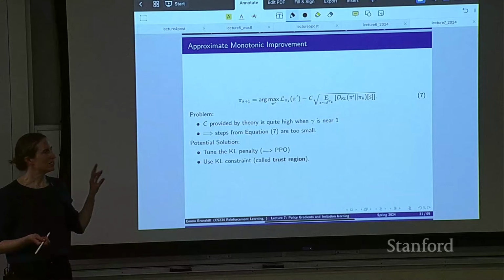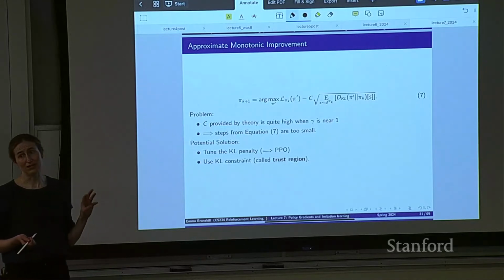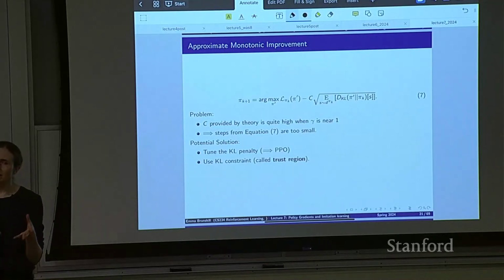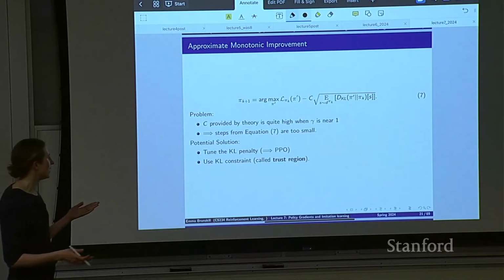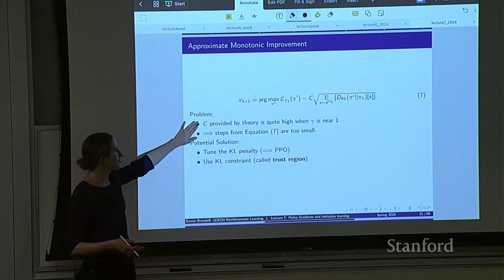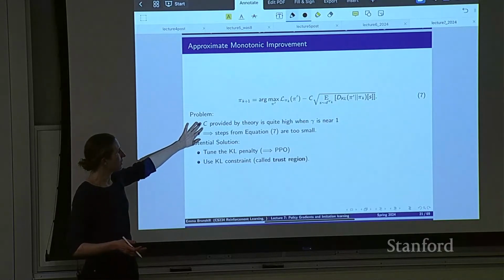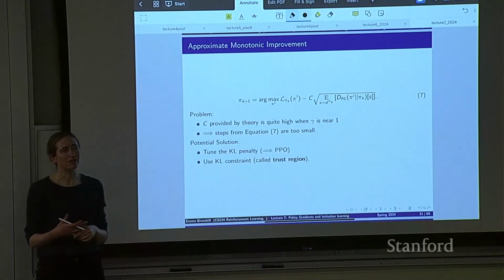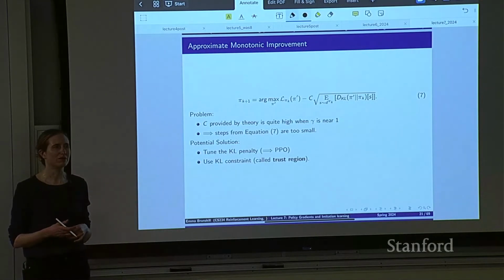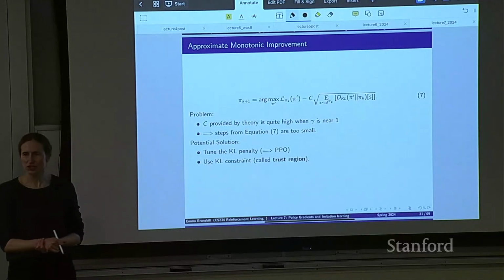Oftentimes the C constants will be a function of Vmax, your maximum value, often scaled by 1 over 1 minus gamma. So it can really be quite enormous in many cases. There might be interesting cases where your horizon's pretty large. And one thing here too is that if we're in the episodic case, there's not really a good reason to think that the discount factor shouldn't be near 1, because you probably actually do just care about all the rewards. So they're probably mostly interested in domains where they didn't think it was reasonable. But yeah, it's a good question.